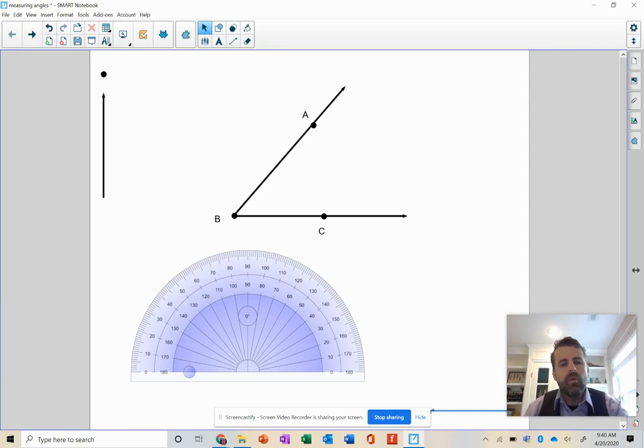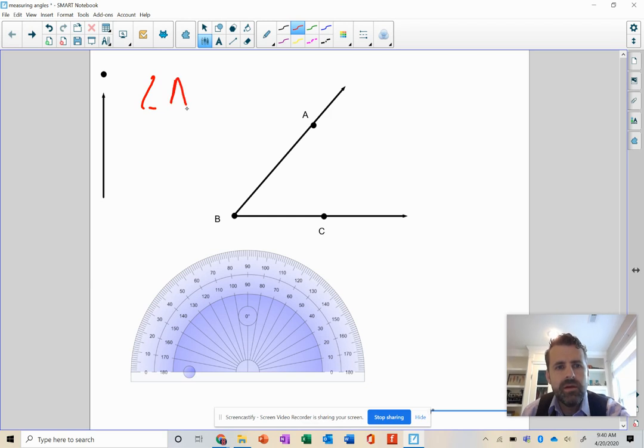Okay, so up here, just as a way of review, we've got angle ABC. I'm going to switch colors here, but I would write that like this: angle A, B, C. So that means when I label this angle, I'm talking about the space right here between those two rays.